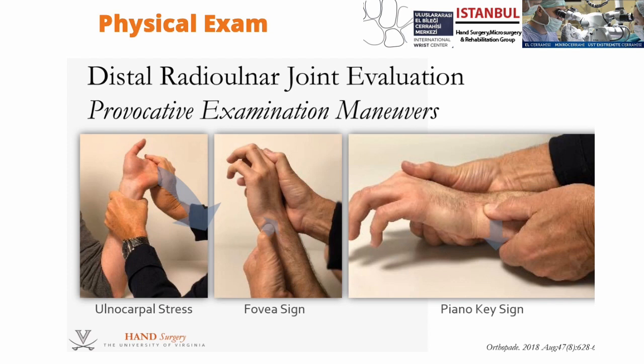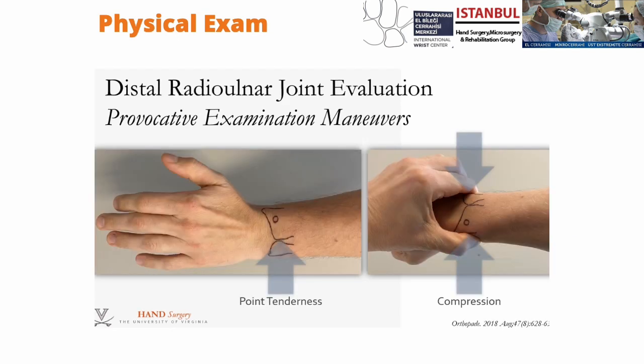This DRUJ instability may be associated with ulnar abutment syndrome. Compression of the DRUJ joint may result in improvement of pain in the case of DRUJ instability alone. However, with associated DRUJ arthritis, crepitus may be felt with worsening of the pain during pronation and supination movement.